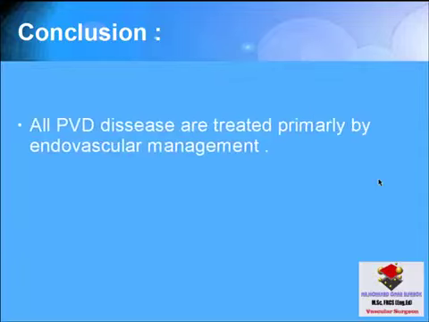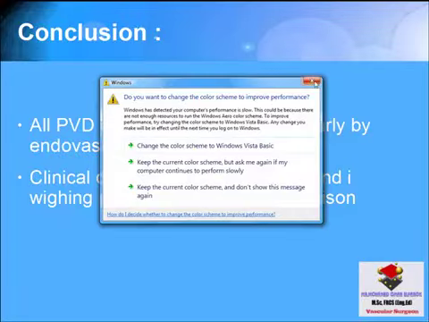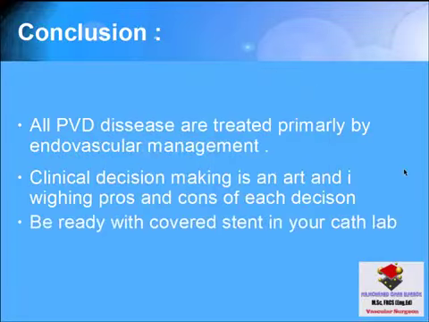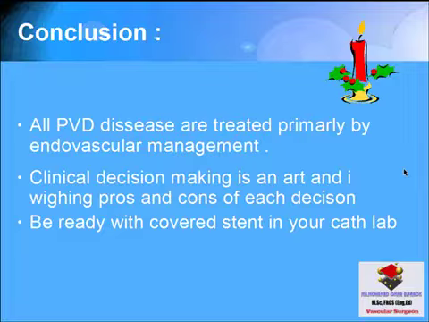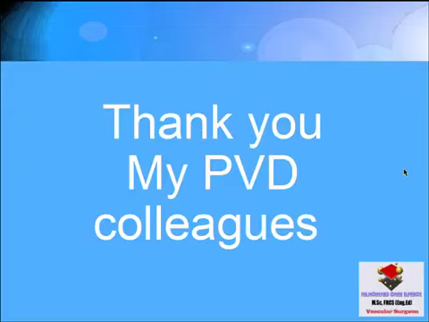My conclusion and take home message is that all peripheral vascular diseases are treated primarily by endovascular management as the first option. Clinical decision making is an art, and you must weigh the pros and cons of each decision you are making, and be ready with the covered stent in our cath lab. I think a peripheral covered stent and a renal covered stent again is essential in cases of rupture of the superficial femoral artery or renal artery. This is my conclusion, and thank you for your attendance.